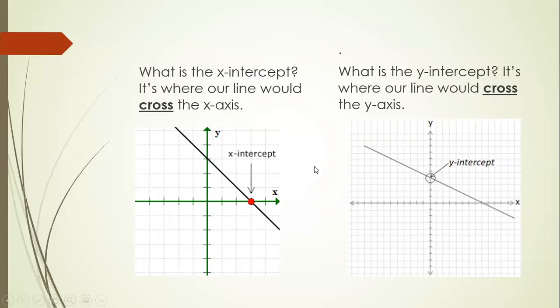Now, that's what the x-intercept is. What are we going to do about that? Why does that help us? Here's how it helps us.